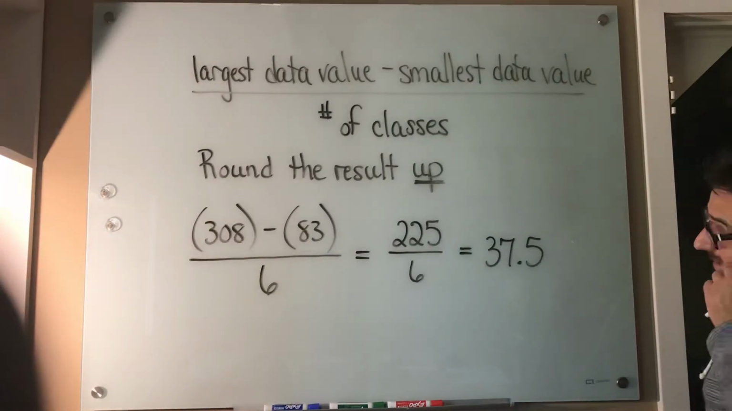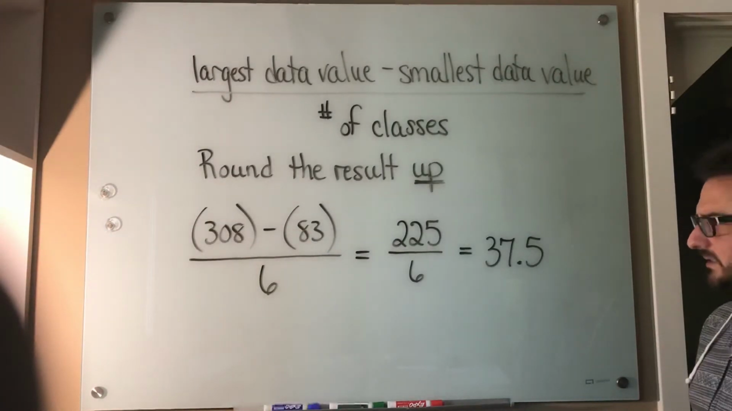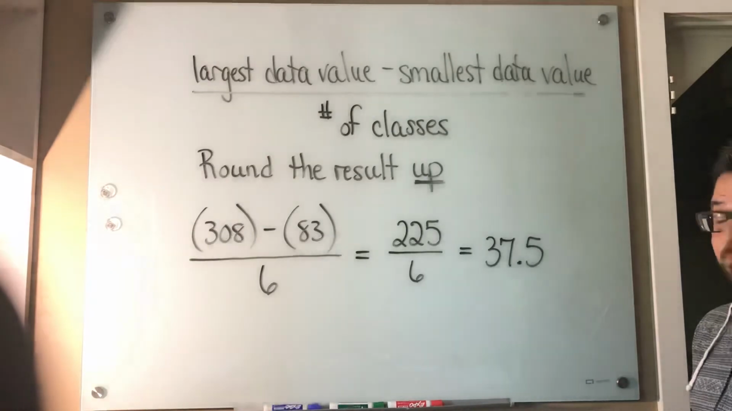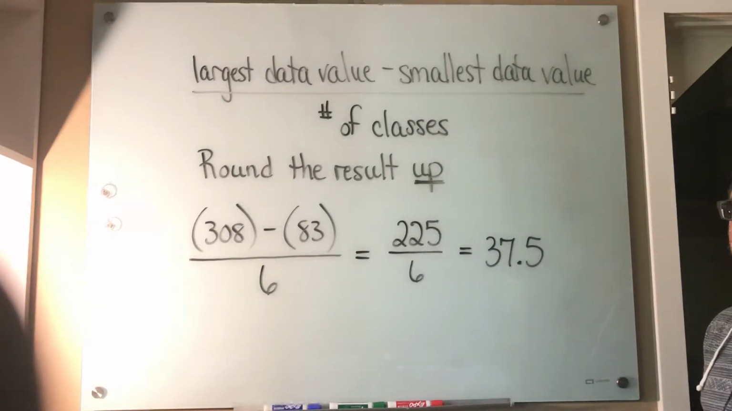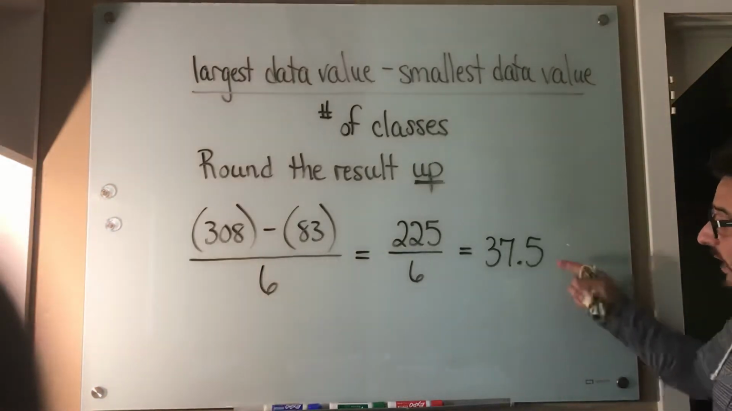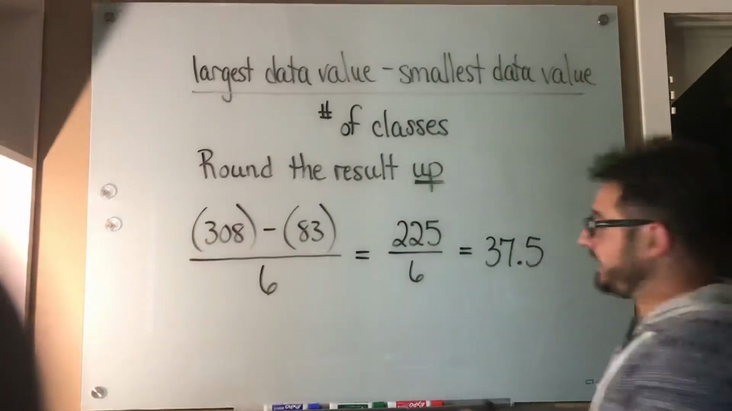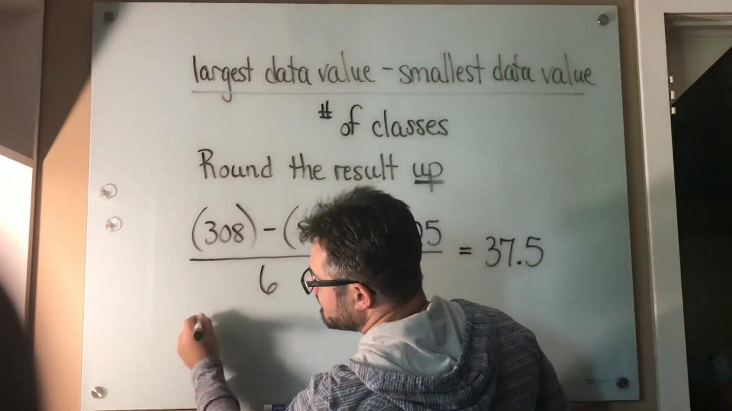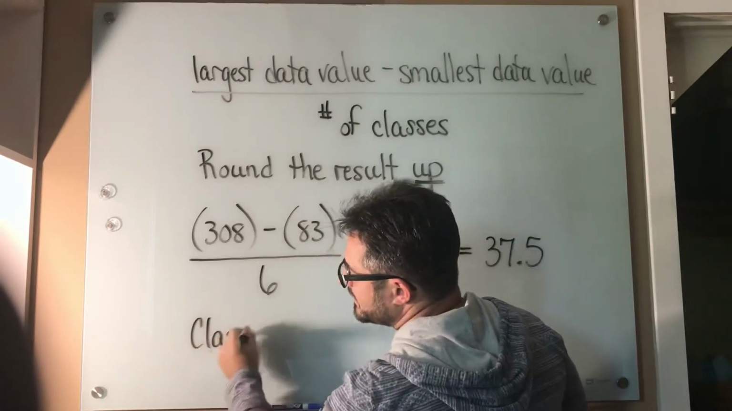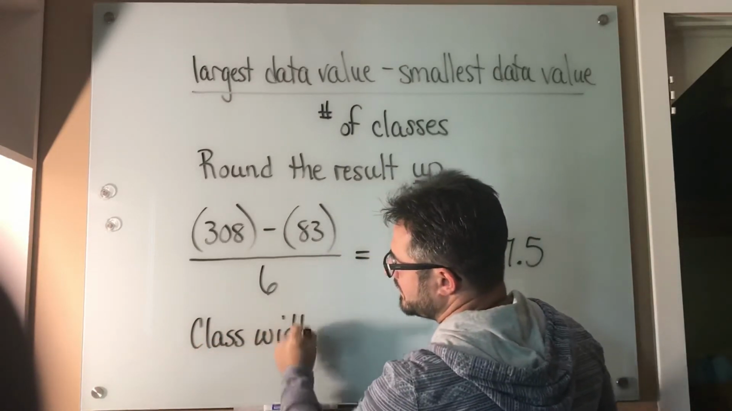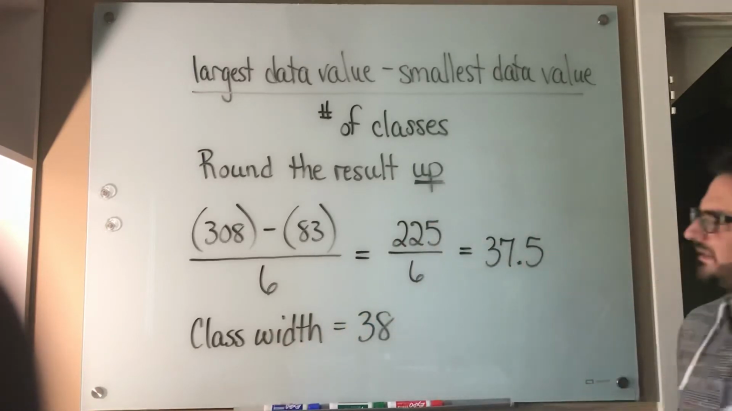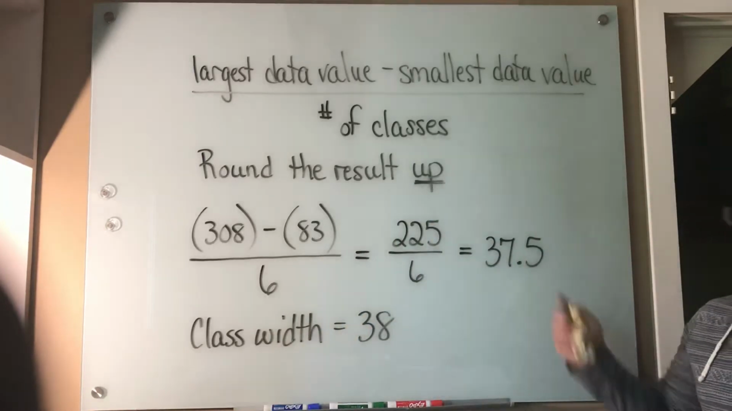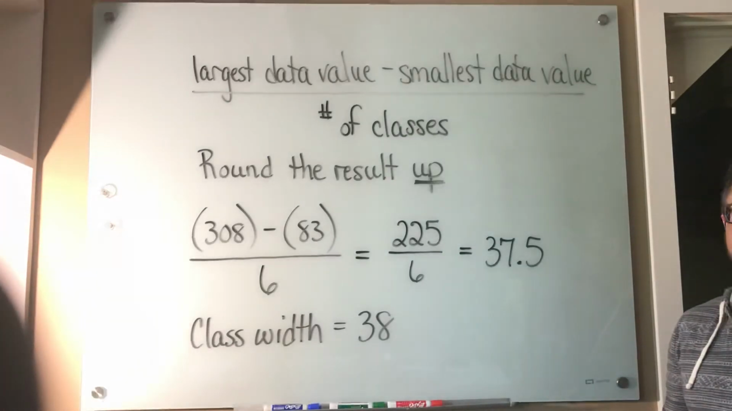Now, that does not mean that the class width is 37.5. It is not. We will always go a little bit bigger than this. In this case, we will go up to 38. Now, in this case, that might seem obvious because if we were rounding 37.5 to the nearest whole number, of course we would go up to 38.